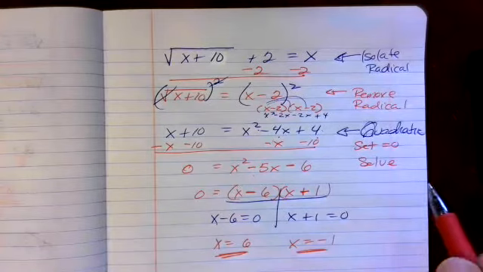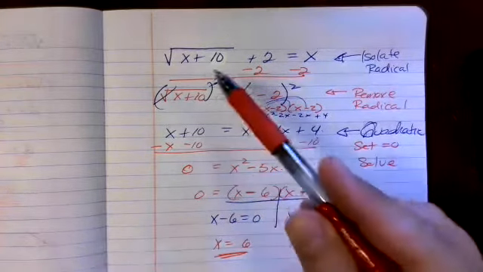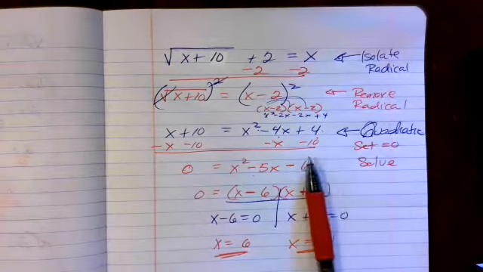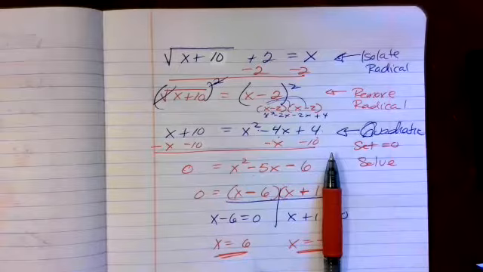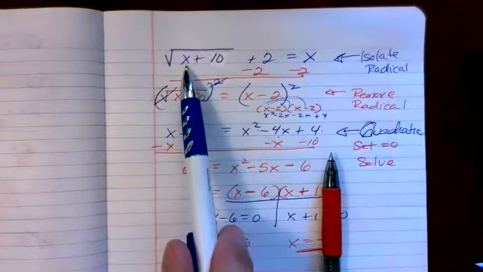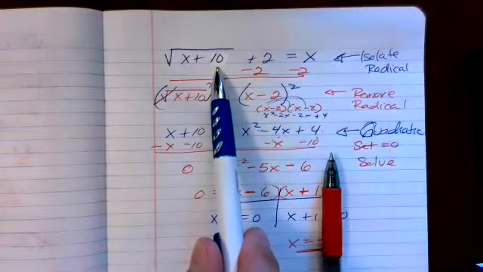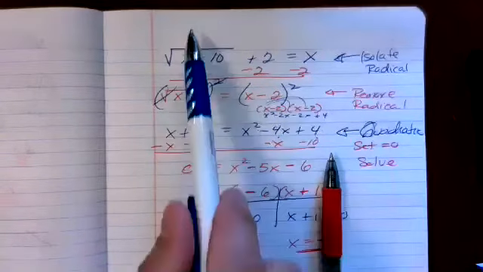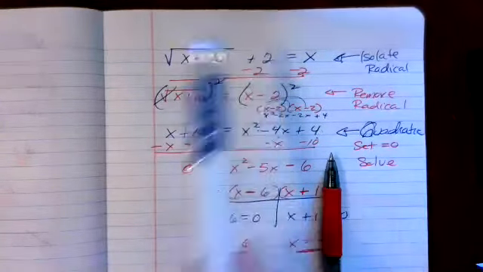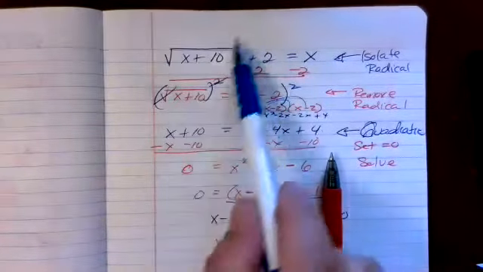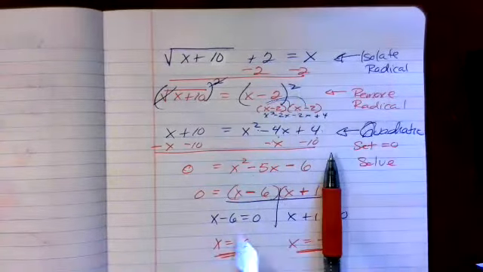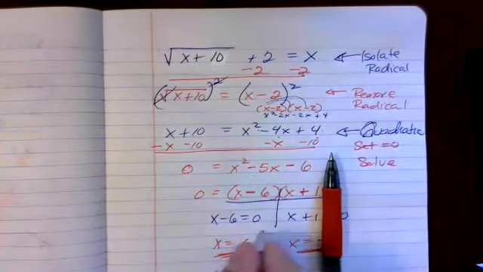But are they solutions? I don't know. You got to plug them in. So you don't have to write it all out. You should be able to do this in your head, right? Let's cover this one. We're just looking at if x is equal to 6, right? 6 plus 10 is 16, and the square root of 16 is 4, right? So I got 4 plus 2 is 6. So this side is equal to 6, and this side is equal to 6, right? X is equal to 6. So this one checks. This is a solution.